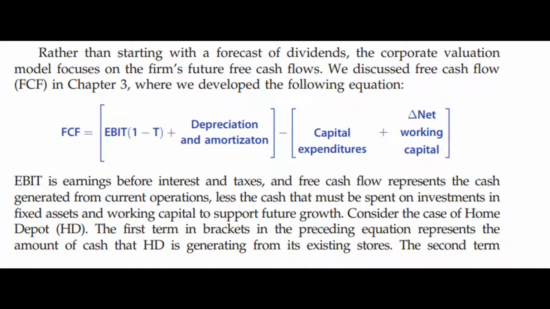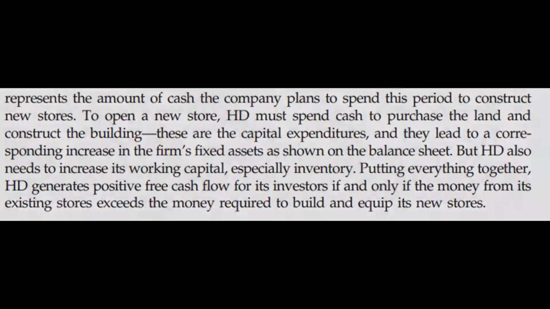Let's take an example, the case of Home Depot. The first term in brackets in the preceding equation represents the amount of cash that Home Depot is generating from its existing stores. The second term represents the amount of cash the company plans to spend this period to construct new stores. To open a new store, Home Depot must spend cash to purchase the land and construct the building.